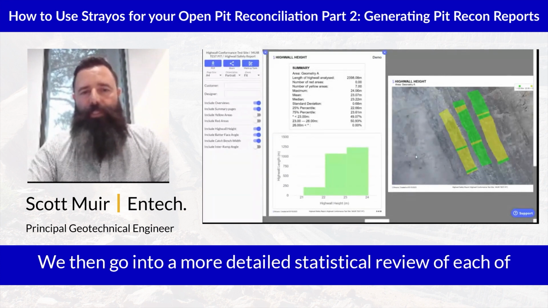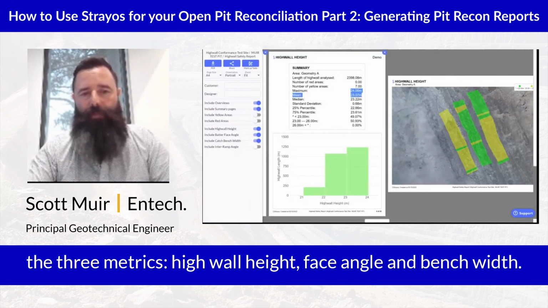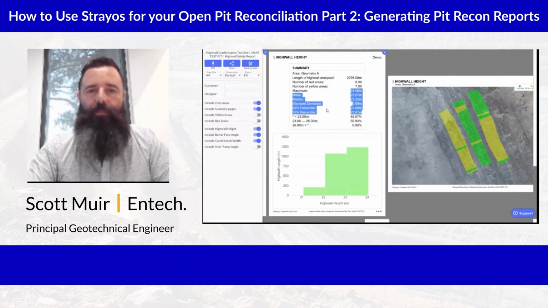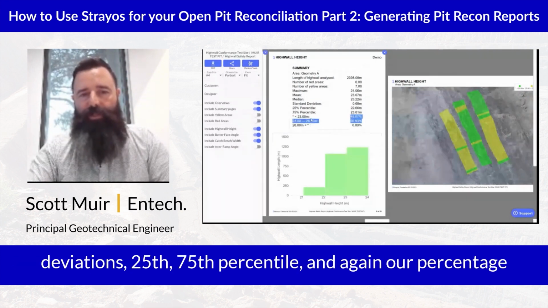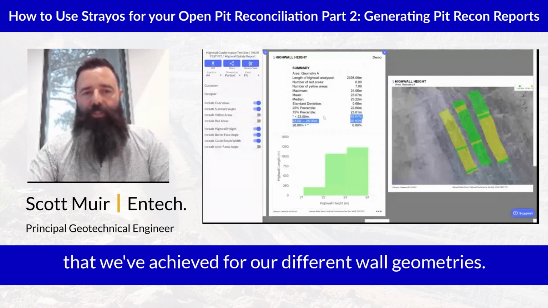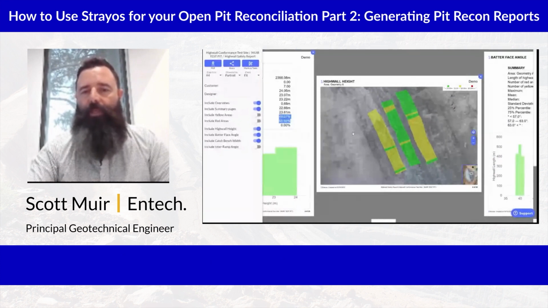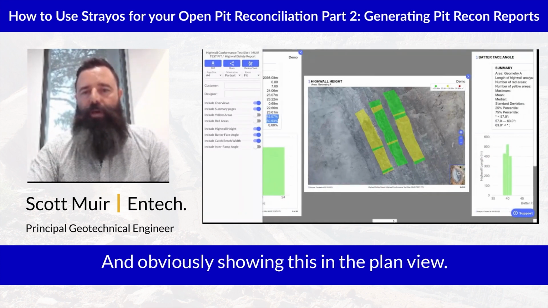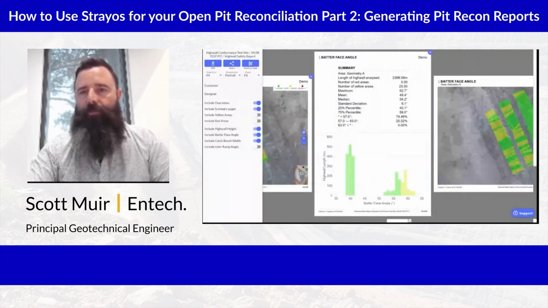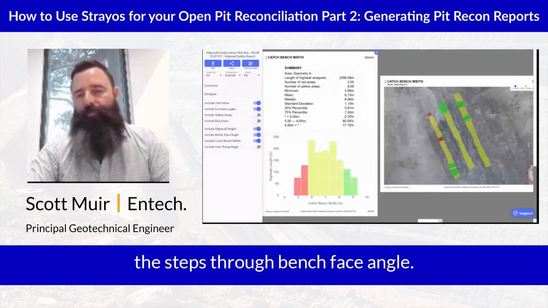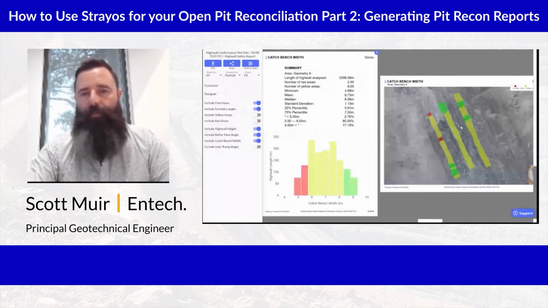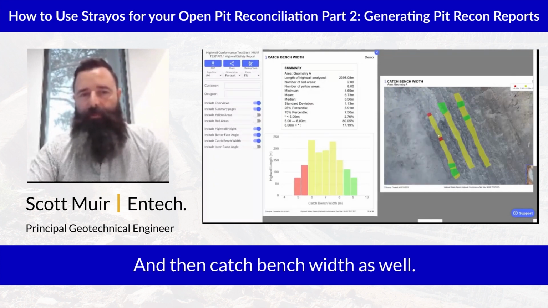We then go into a more detailed statistical review of each of the three metrics: high wall height, face angle, and bench width. So we've got a bit of a breakdown on our maximum, mean, standard deviations, 25th, 75th percentile, and again, our percentage that we've achieved for our different wall geometries. And obviously showing this in plan view. So that's high wall height. We step through into bench face angle, and then catch bench width as well.